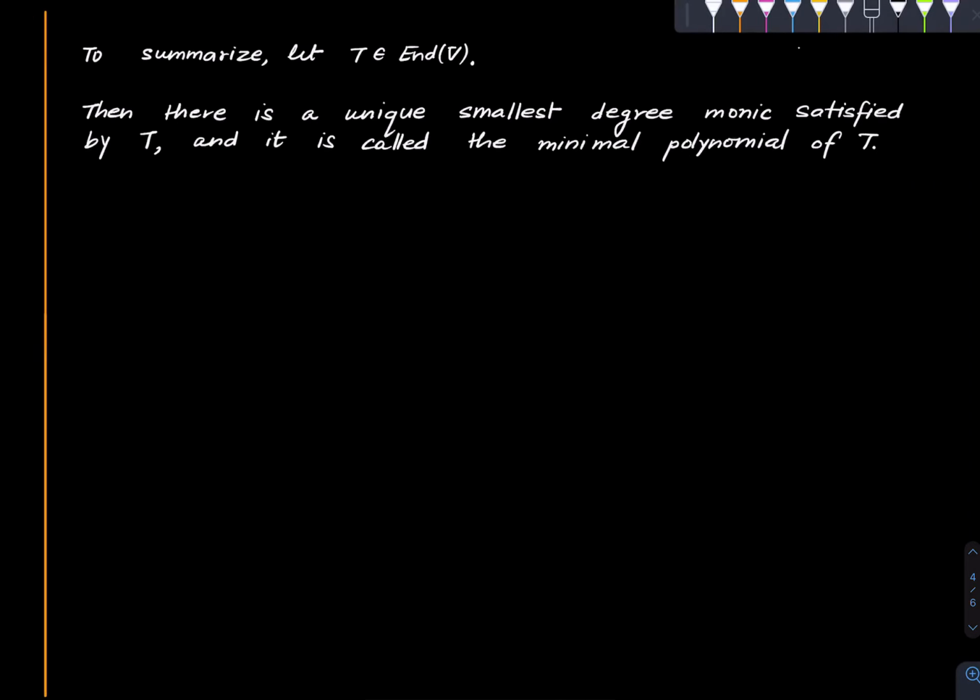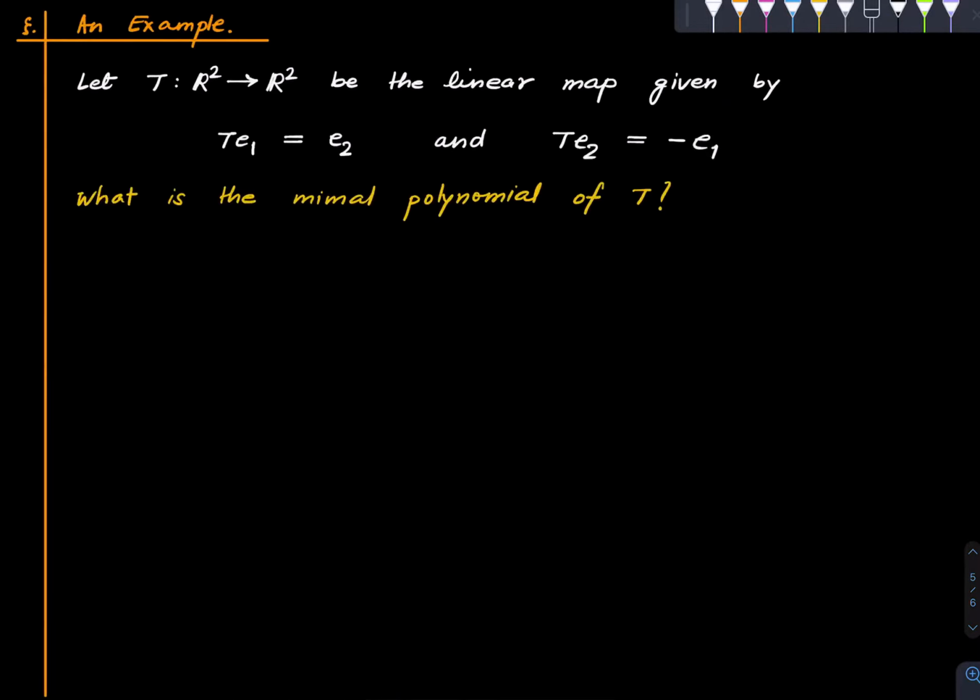So basically the summary is this. If T is an endomorphism on a vector space, then there is a unique smallest degree monic polynomial that is satisfied by the endomorphism, and this is called the minimal polynomial of the endomorphism. It exists is what we just proved. Okay, so let's see an example.